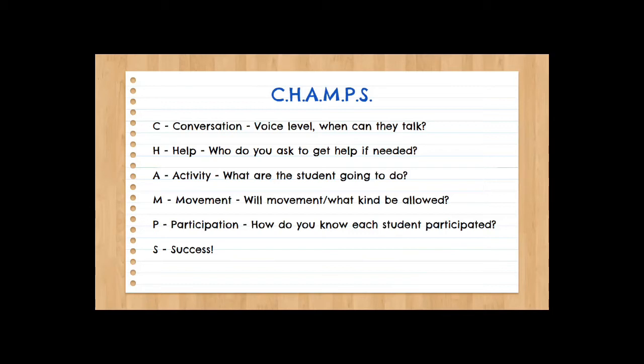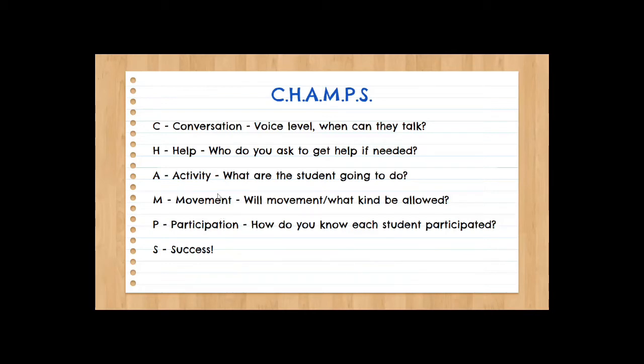And then they need to know when they can talk. If they're in a small group setting, they should be allowed to talk. If they are taking a test, they should not be allowed to talk. H is for help. So who do the students ask to get help if they need that help? Who should they ask? Can they ask somebody at their table? Can they ask someone that's sitting beside them or in front of them? Or do they need to ask you every time they need help?